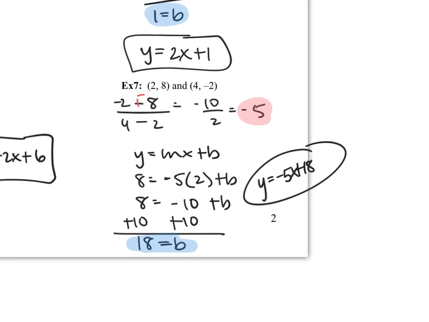On example 7, I did -2 minus 8, keep change opposite, to get -10, over 4 minus 2 to get 2, for a slope of -5. I went with my first ordered pair, so y I changed to 8, my slope was -5, my x was 2, and I don't know my b. -5 times 2 is -10, which means to get it away from b, I had to add it to the other side for a b value of 18. My linear equation here is y equals -5x plus 18.